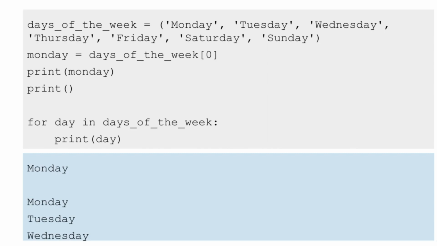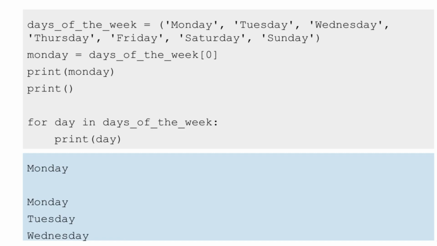The code on your screen starts by storing a tuple in the days of the week variable. This tuple contains 7 values. On line 2, we access the first value in the tuple by index. Like lists, tuples use zero-based indices. Next, we print the value to the screen and then print a blank line.